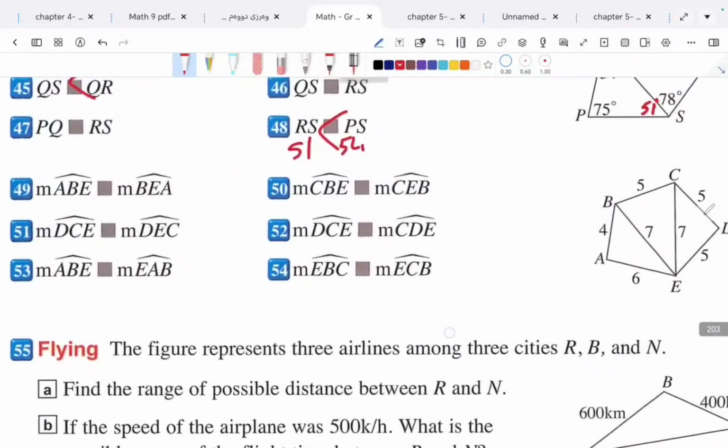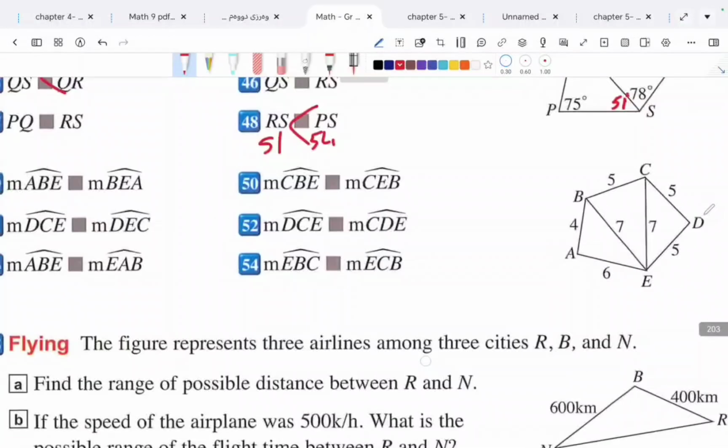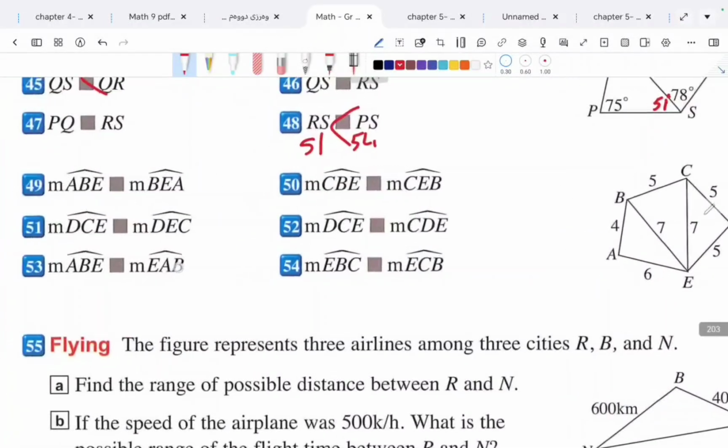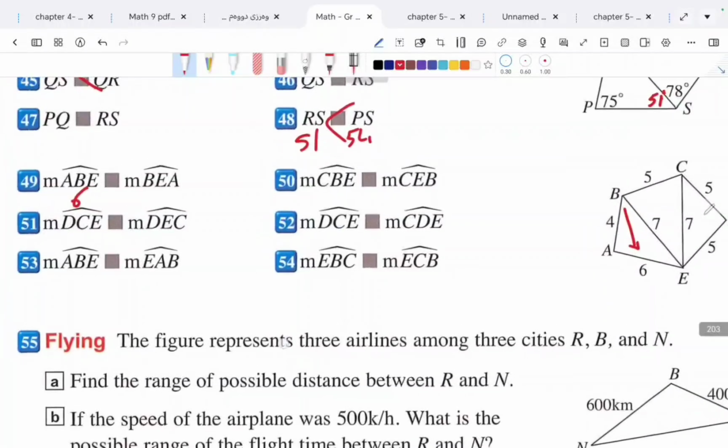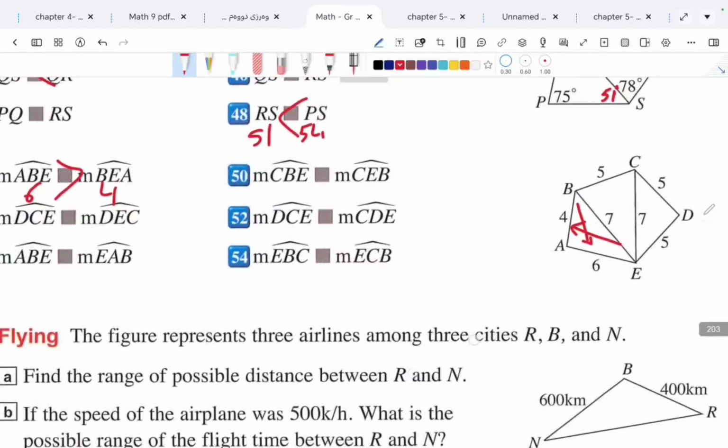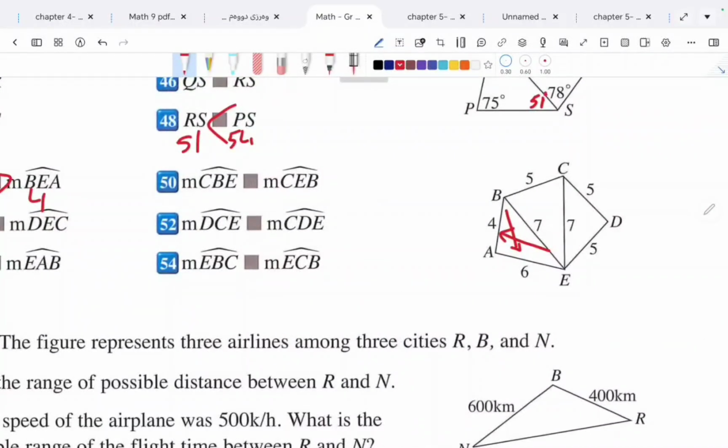The second part, they ask for what? Find the measure of ABE. Okay. This one equals 6. The measure of B is opposite to 6. The measure of E is opposite to 4. So which one is greater? Of course, 6.